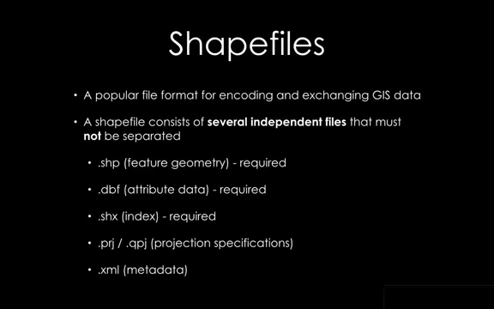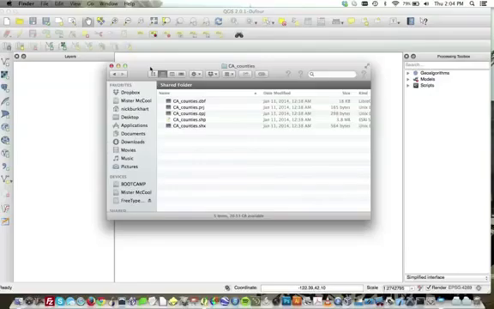So having learned about the constituent files of a shapefile, let's take a look at a shapefile in QGIS and in the map finder, just so we can take a look at what it looks like. Okay, I have loaded a shapefile containing the counties of the state of California, and I've loaded QGIS in the window behind this finder window.